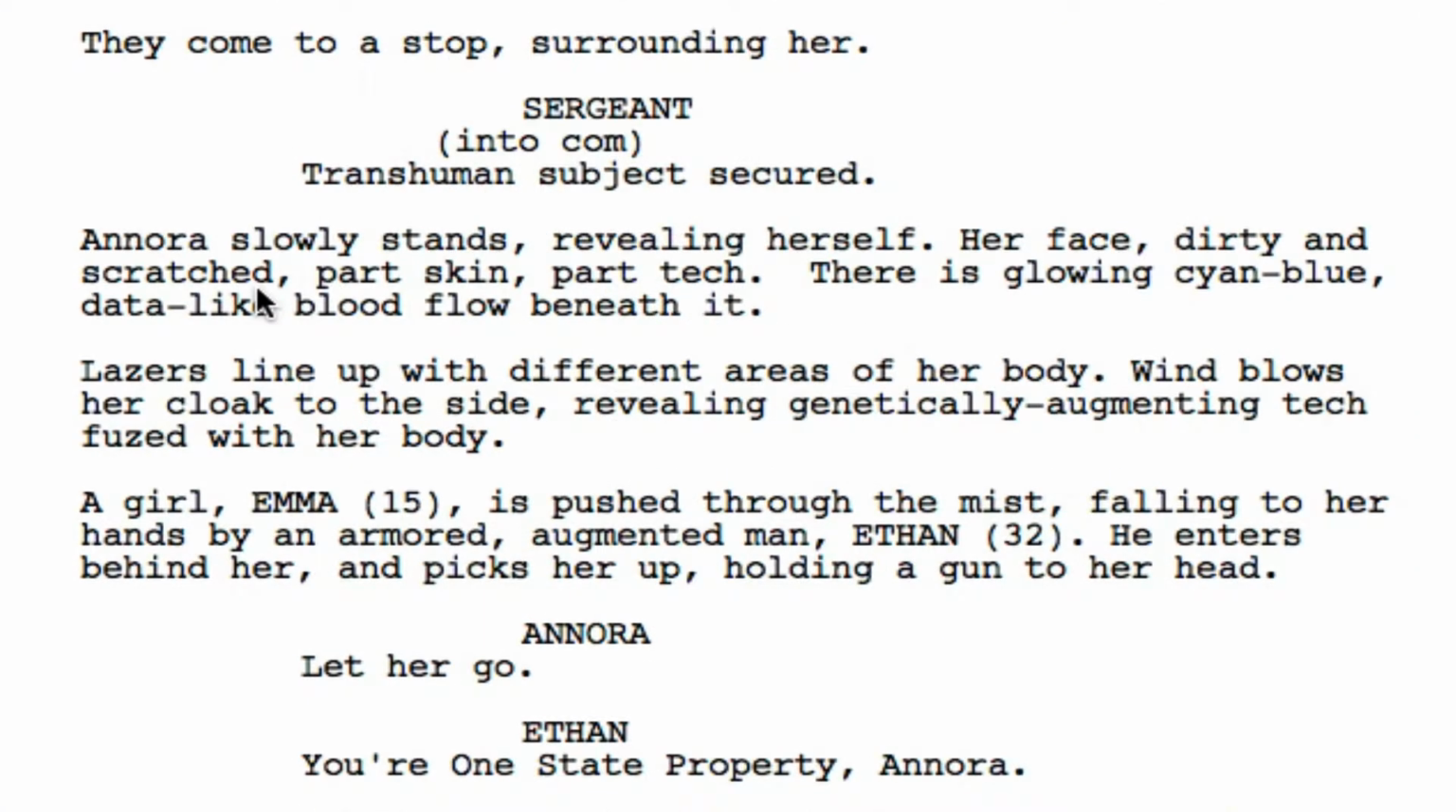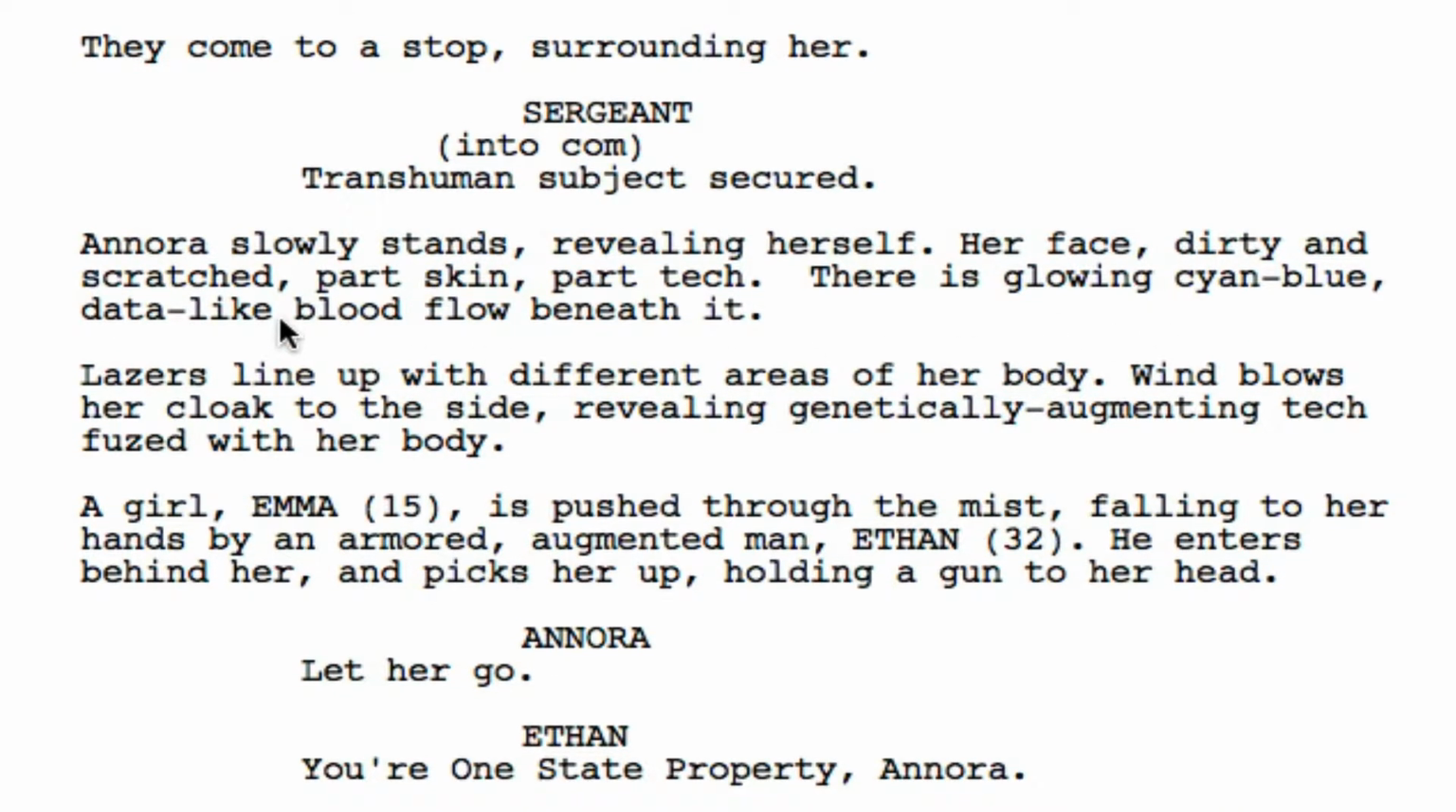Anora slowly stands, revealing herself. Her face is dirty, scratched, part skin, part tech. There's a glowing cyan blue data-like blood flowing beneath it. So now we're starting to see that she's not really a human, that she's part robotic, and there's something different about her. Now we're starting to discover a little bit more about this character. We don't know too much about her personality, but the visuals are being set up so that we can understand a little bit about who she is.